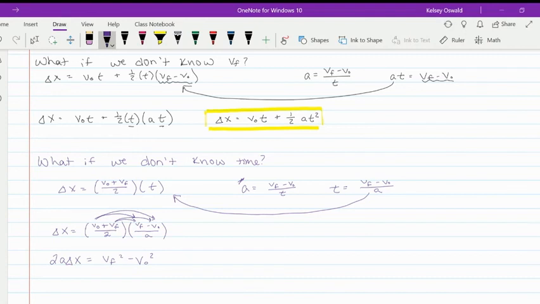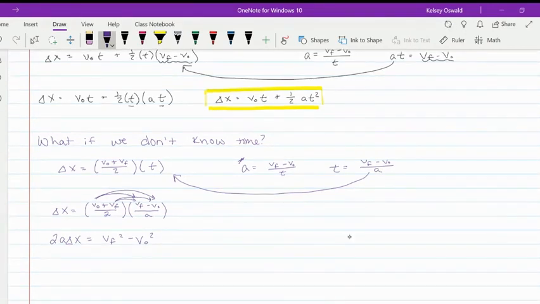So if we want to solve for our final velocity, what we can do is add our initial velocity squared to either side. And we are left with our final velocity squared is equal to our initial velocity squared plus 2 times our acceleration times our displacement. And this is going to be our fifth and final kinematic equation. So this one is useful when we do not know time.